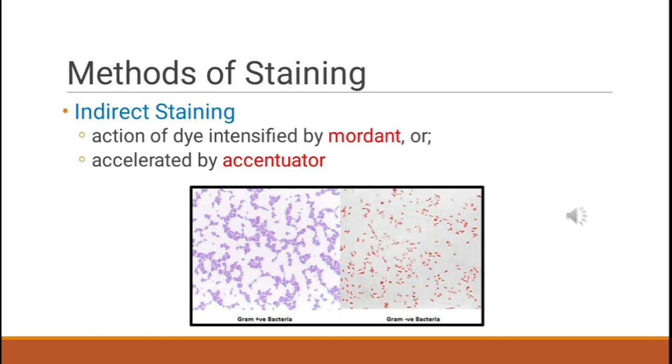Next, indirect staining is the process whereby the action of the dye is intensified by adding another agent or a mordant which serves as a link or bridge between the tissue and the dye to make the staining reaction possible. By itself, the dye may stain only weakly, if at all.